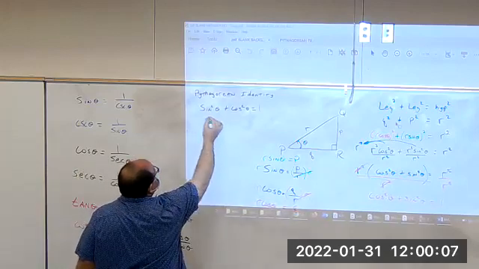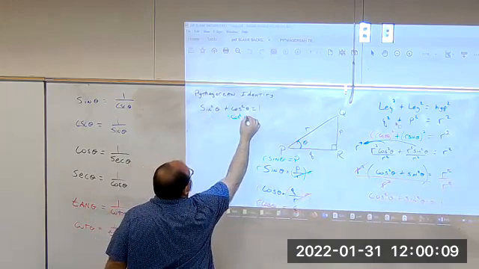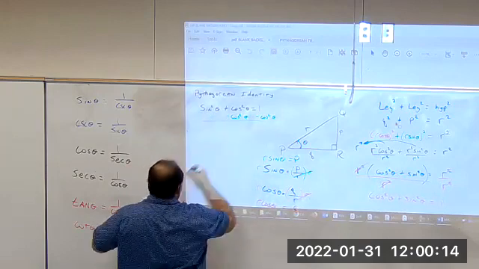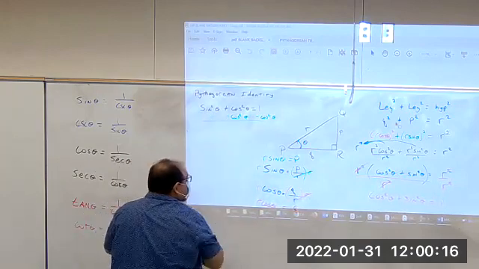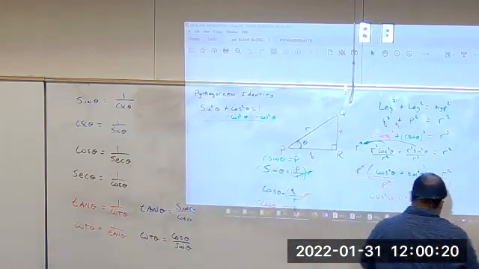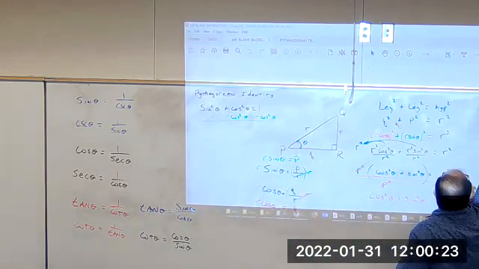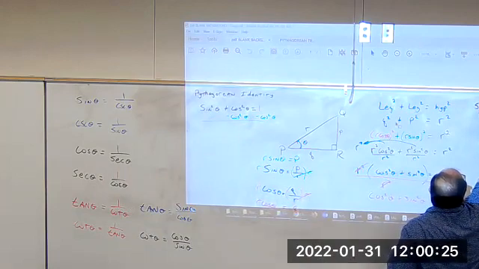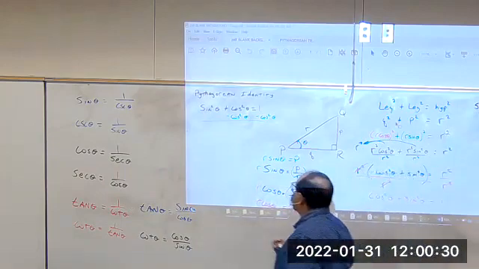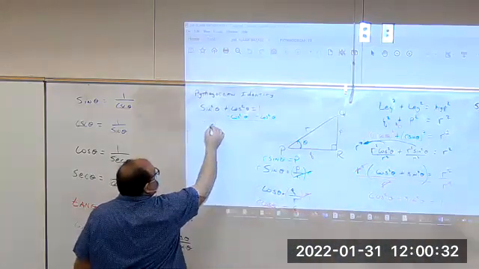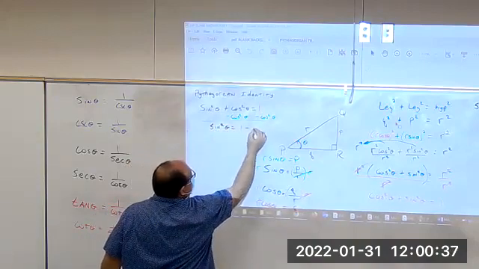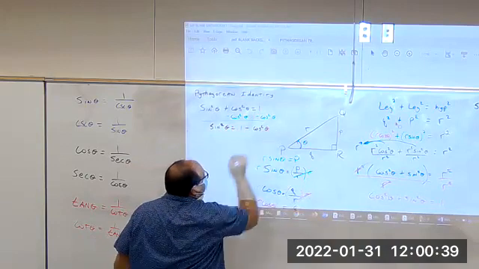If I subtract cosine squared theta from both sides, then you can write the next one. And I'll tell you what, I'm going to make a list over here. If we start with sine squared theta plus cosine squared theta equals 1, the next one, sine squared theta is 1 minus cosine squared theta.